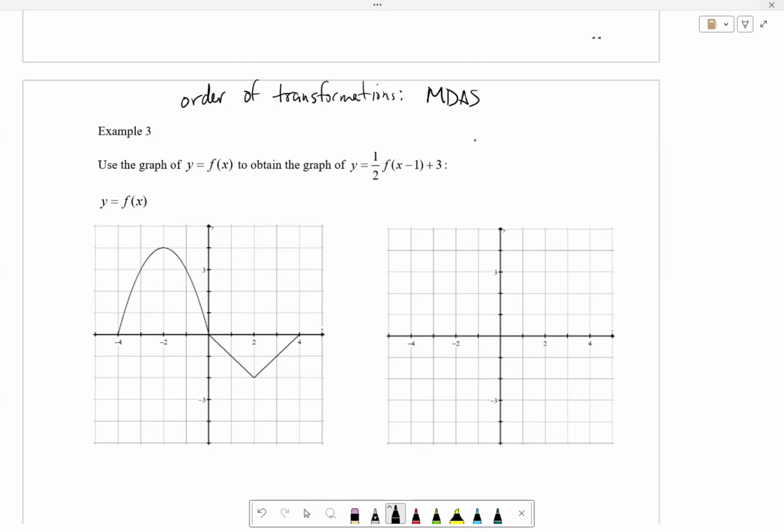The parentheses just tell you what's inside and what's outside, so we don't need that. Exponents tell us if it's a quadratic or a cubic, so we don't need that. We just go to this. So multiplication and division comes first, and then this comes second.